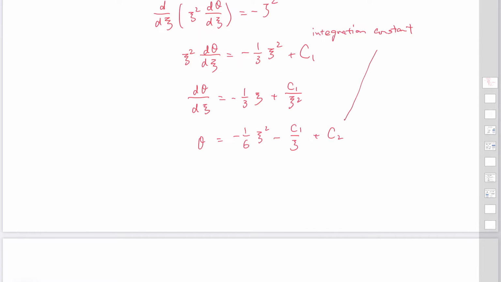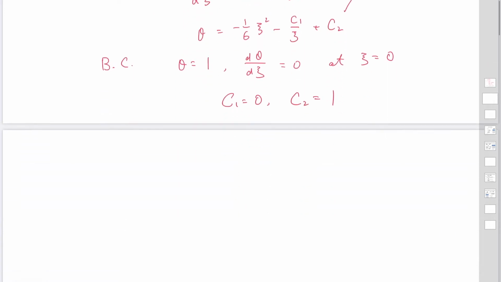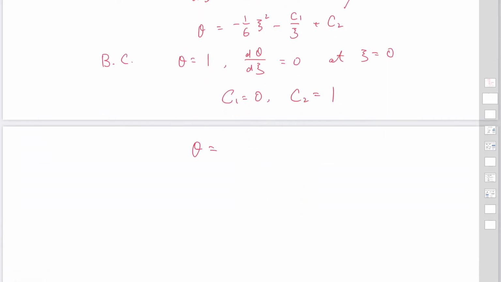Another integration constant. Then once you have discovered the general solution, you can apply the boundary conditions. The boundary conditions are θ = 1 and also dθ/dξ = 0 at ξ = 0. So c₁ equals 0 and c₂ equals 1. So the solution, θ, is expressed as 1 - 1/6 ξ².